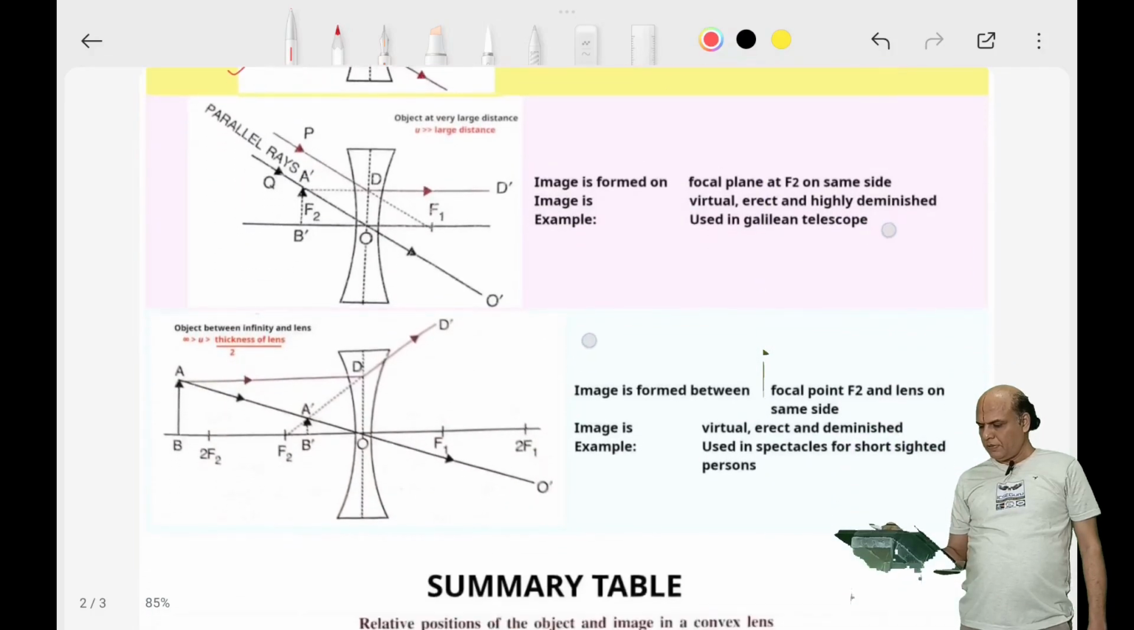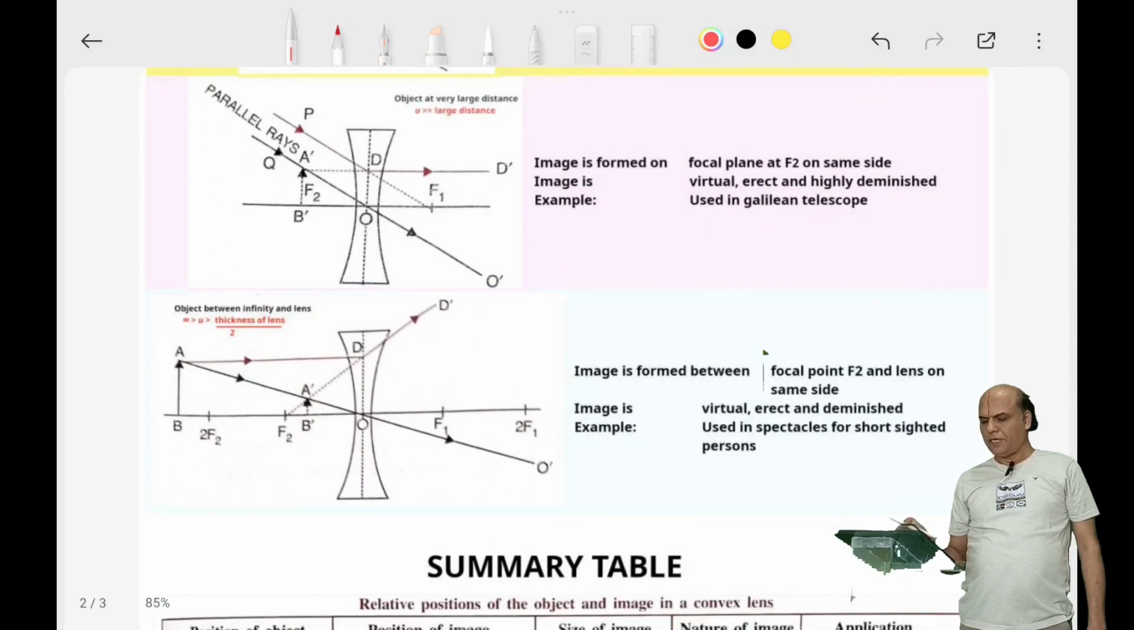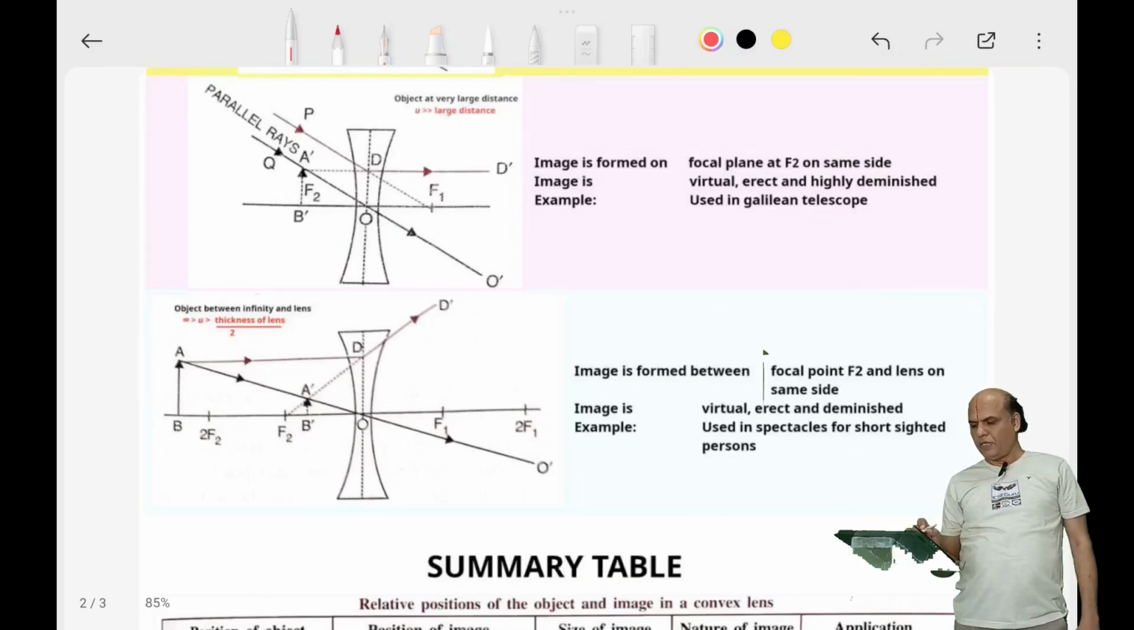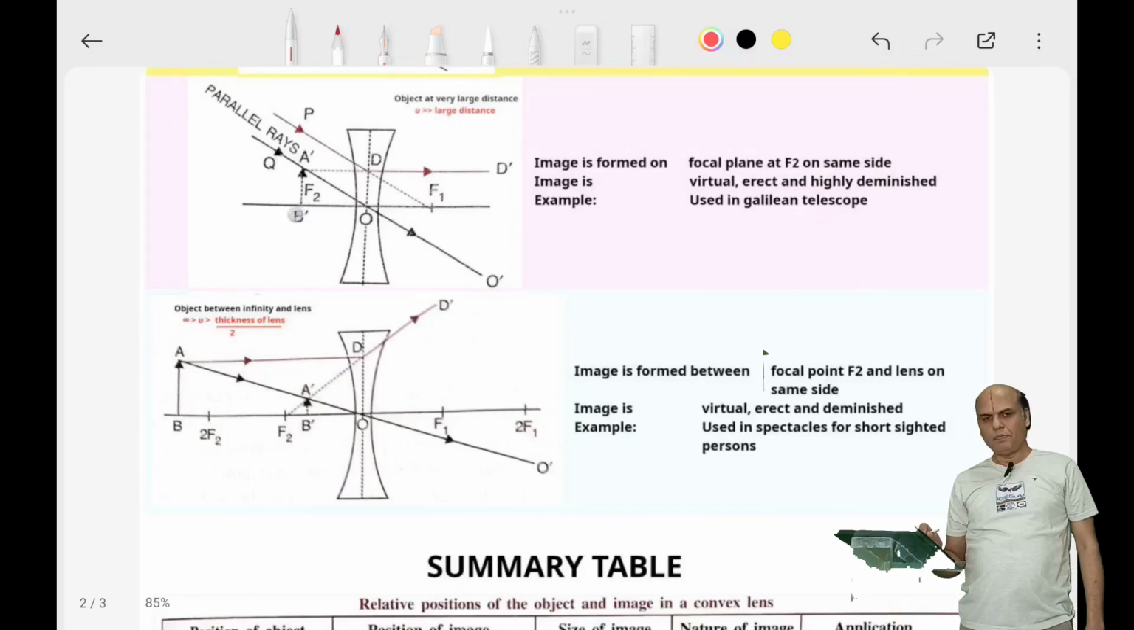When the object is placed at a very large distance, like a tree in a park, as I told you earlier, the incident light rays are parallel to each other, but they are oblique to the principal axis. For such incident light rays, an image is formed on the focal plane, at the focus on the same side of the lens. Here the object is not shown because it is at a very large distance and it is very big.